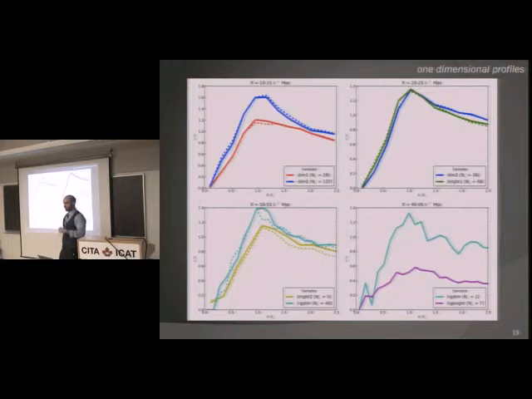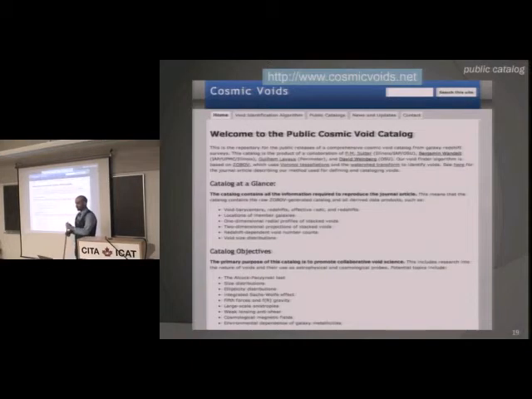So that's just one example of the kind of games we played with voids in our paper, and we collected all of this into a publicly available catalog, cosmicvoids.net, which isn't just voids in the SDSS, it's also all our derived data products. So our number distributions, those one-dimensional profiles that I showed you, all the things you need to completely reconstruct our paper are publicly available online.